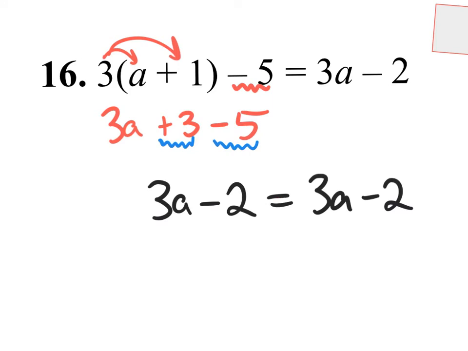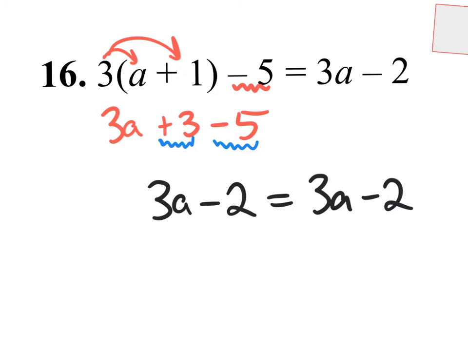So some math books say identity as your final answer right there. I would rather you say a equals all real numbers, because it doesn't matter what you plug into a, you're always going to get a true statement that the left side equals the right side. Why? Because they're identical. That's why some math books say identity.